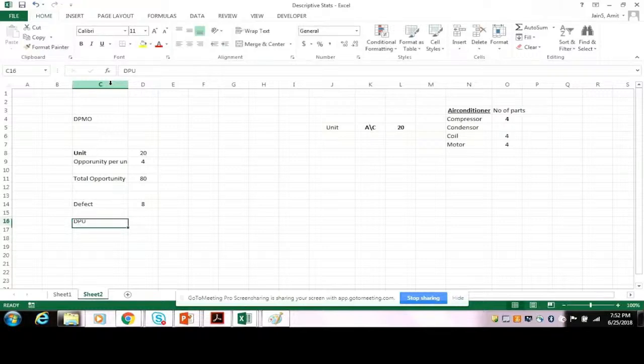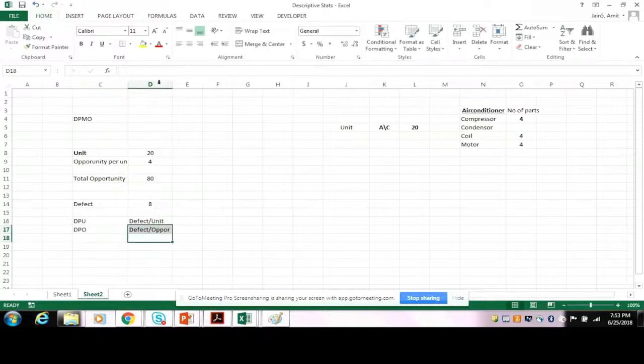So we'll calculate 3 things. One is DPU, which is defect per unit, then DPO, defect per opportunity, then DPMO, which is DPO multiplied by 1 million.